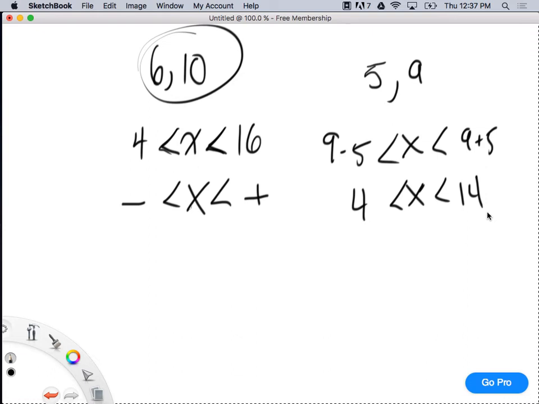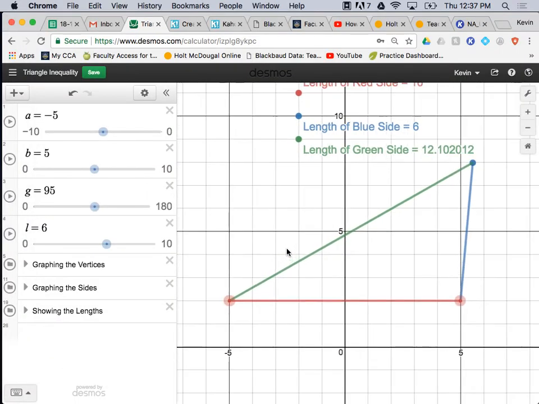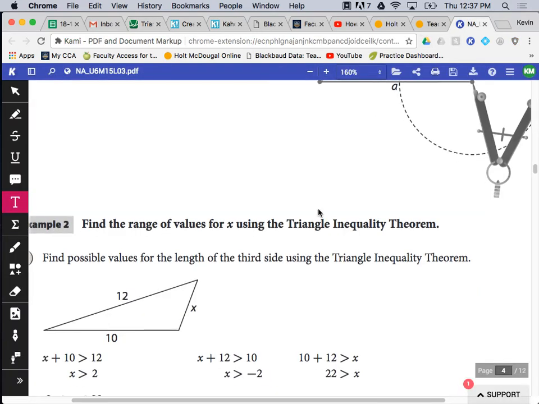Now, would I ever do 5 minus 9 and get like negative 4? Never. Why not? Because you can't have a negative side length. You can't. Good job. All right. Now, let's take a look.